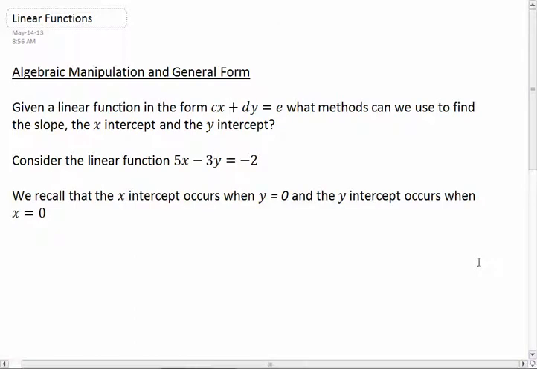Hello everybody, and we're going to be taking a look at linear functions, specifically algebraic manipulation and the general form. So, if we're given a linear function in the form cx plus dy is equal to e, remember that c, d, and e are just any real numbers. So c and d are coefficients of x and y respectively, and e is just any real number that's acting as a constant. So we want to know what methods we can use to find the slope, the x-intercept, and the y-intercept.